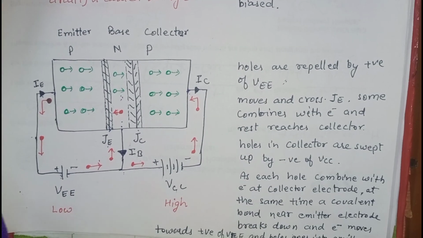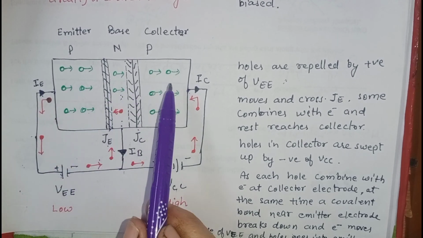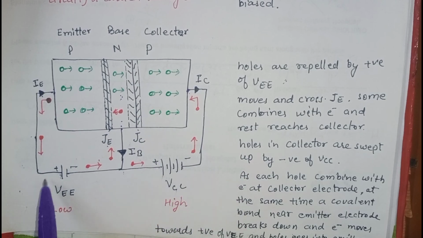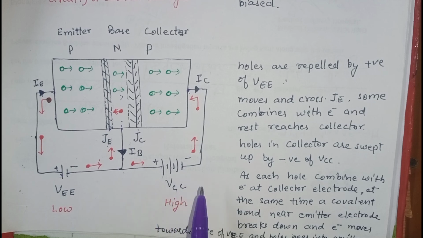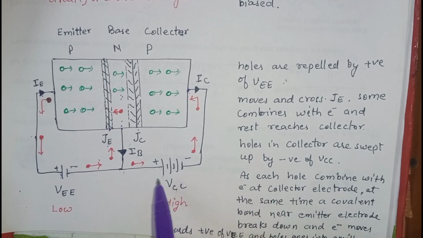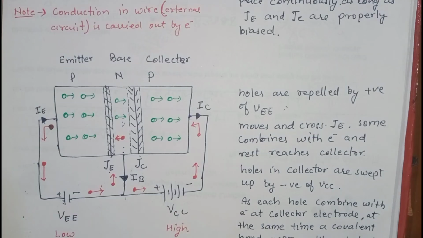An important thing that I should tell you: the flow of current in the outer circuit is always due to electrons and not due to holes, because holes conduct in the semiconductor only, and these are conducting wires, generally copper wires, and copper is a good conductor of electricity. So in the outer circuit, or in the wires, conduction is due to electrons only. I hope now you have a good understanding of the operation of NPN and PNP transistor.